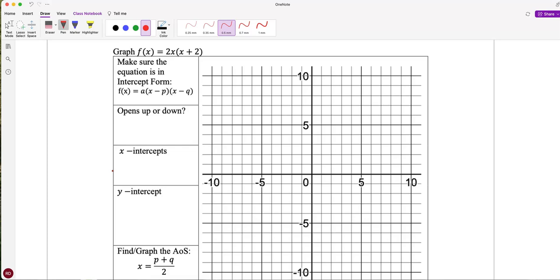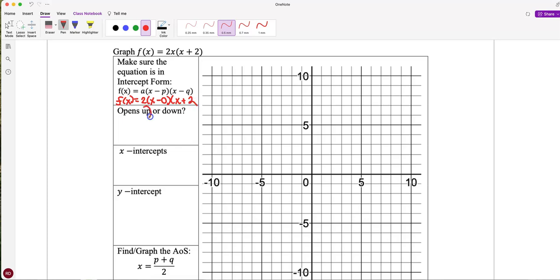Let's look at this one, graph 2x, x plus 2. Well, to put it in this form, this is f of x equals 2, x minus 0, x plus 2.